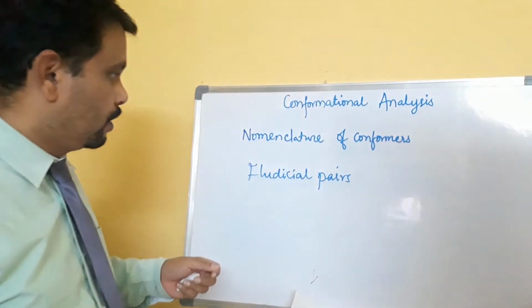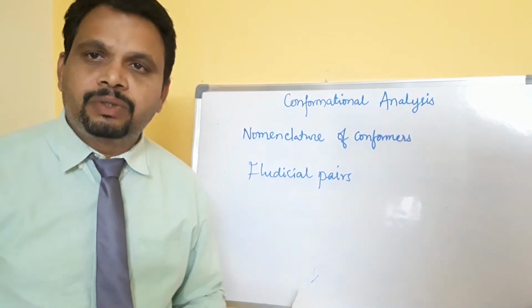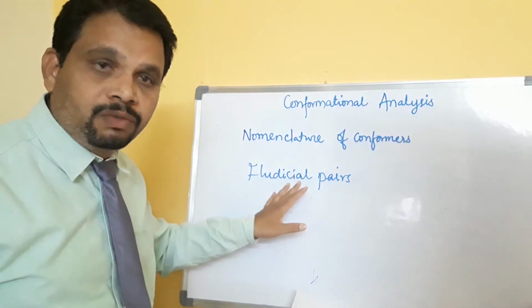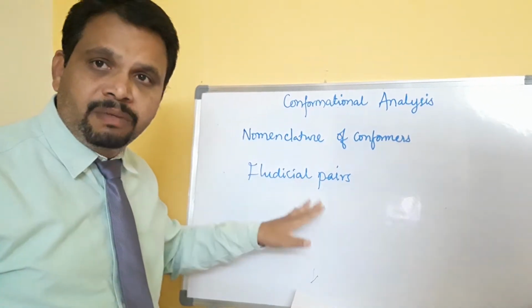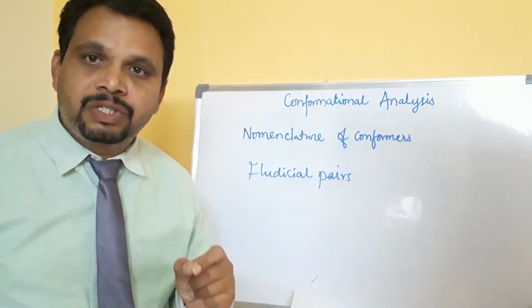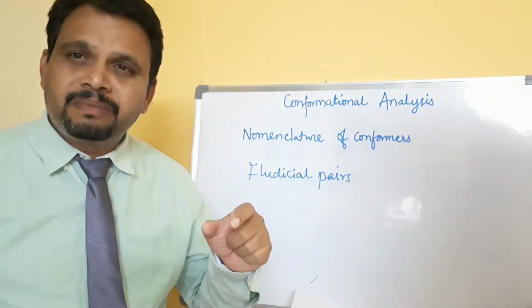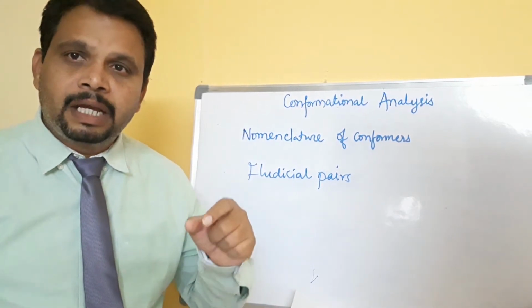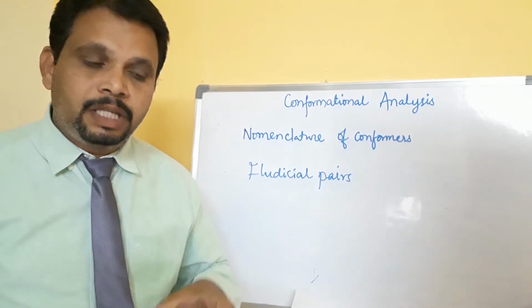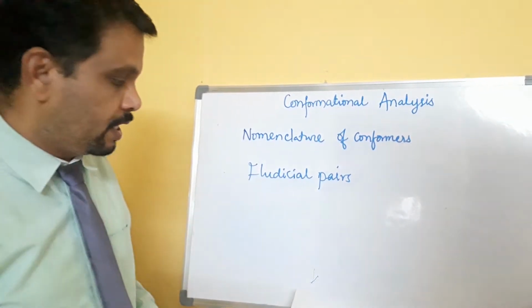You don't need to be confused or worry about this term. Just remember: fluidicial pairs means top priority atoms or groups which exist on adjacent carbon atoms. They are considered as fluidicial pairs, right?